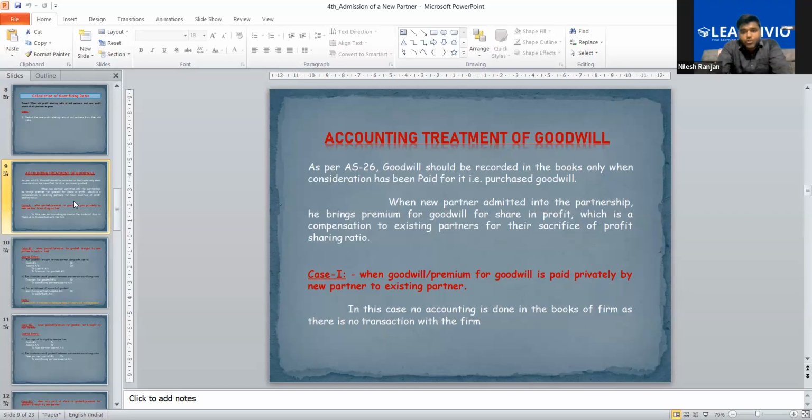So that's why when a new partner is admitted into the partnership, he brings premium for goodwill for his share in profit. Whatever share the new partner is getting, he will bring that much goodwill, which is a compensation to the existing partners for their sacrifice of profit sharing ratio. So it will be paid to the existing partners who are sacrificing the ratio. So this is the first case in the part on goodwill, when premium for goodwill is paid privately by the new partner to the existing partners.